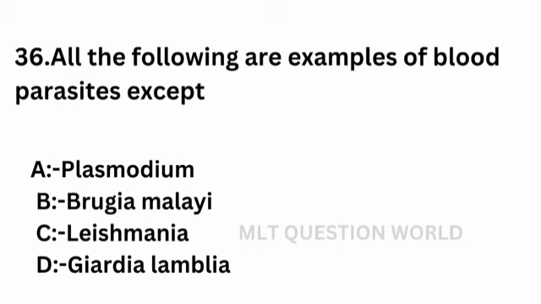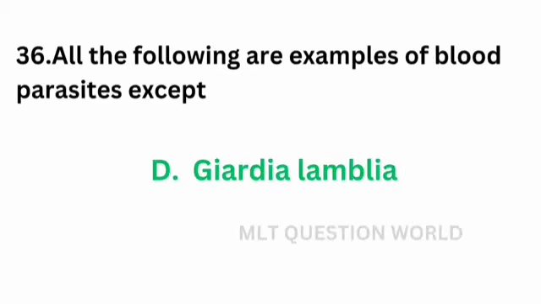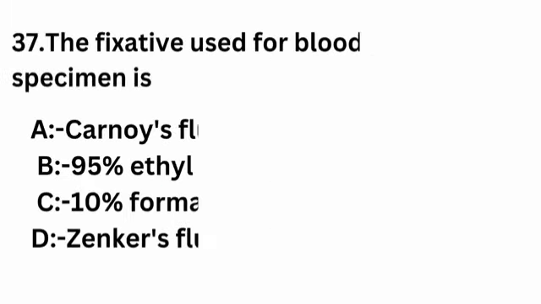Of the following, Plasmodium, Brugia malayi and Leishmania are blood parasites, but Giardia lamblia is not. So the correct answer is option D, Giardia lamblia. Giardia lamblia is not a blood parasite. It is an intestinal flagellate.